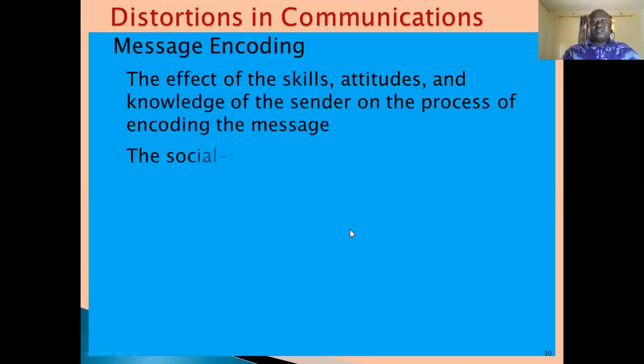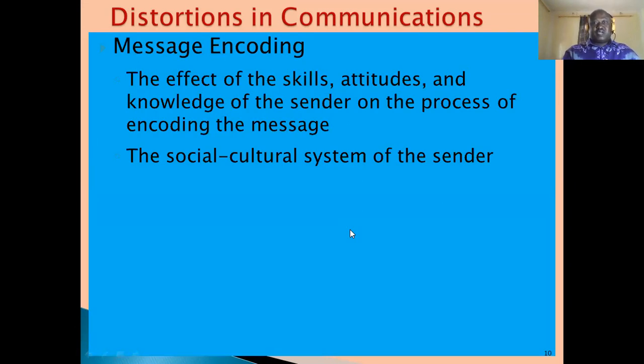Distortion in communication will occur during message encoding and decoding. There is the effect of the skills, attitudes, and knowledge of the sender on the process of encoding the message, trying to understand the meaning of the message, but there could be a distortion, a disturbance.